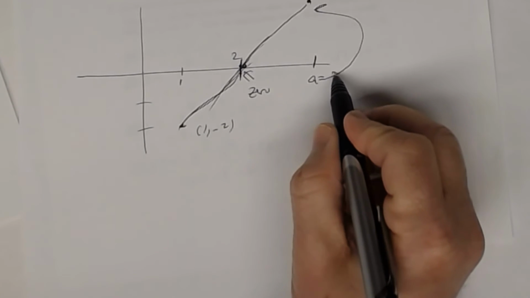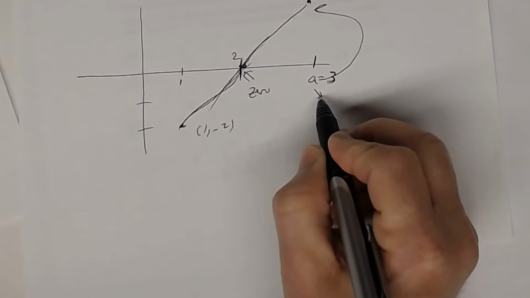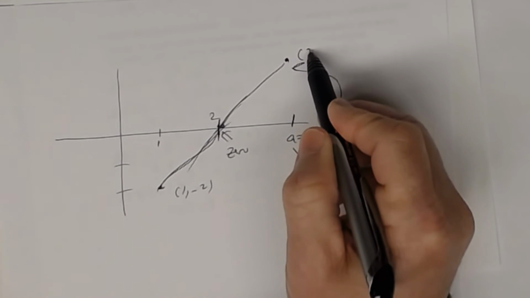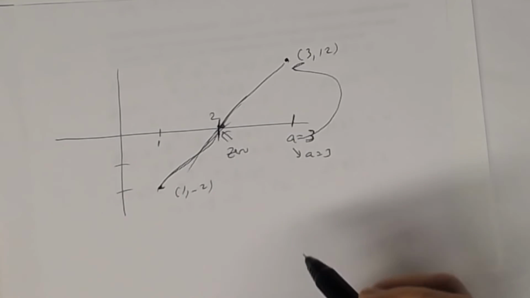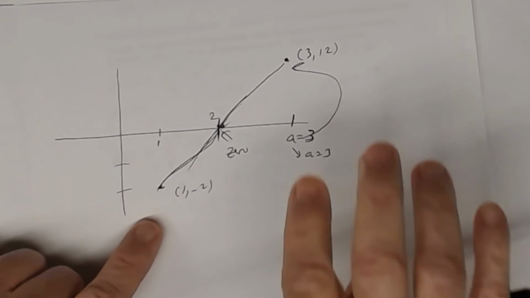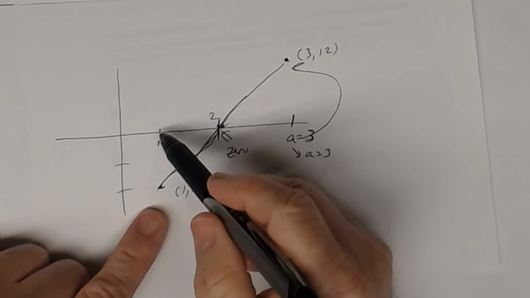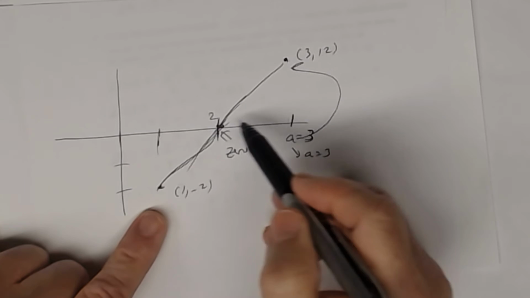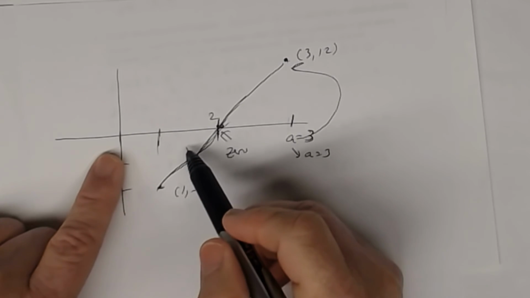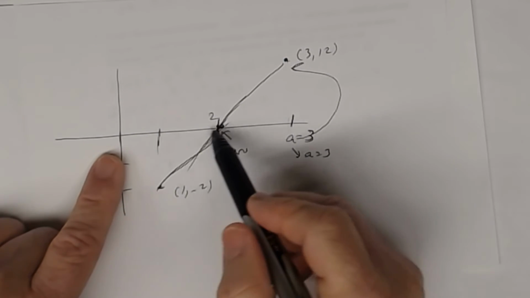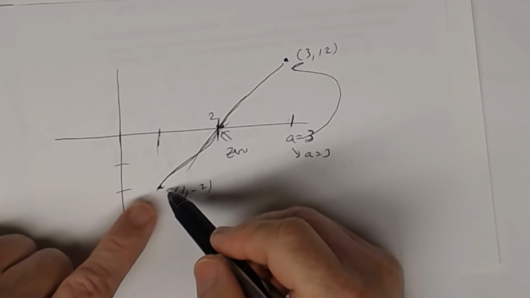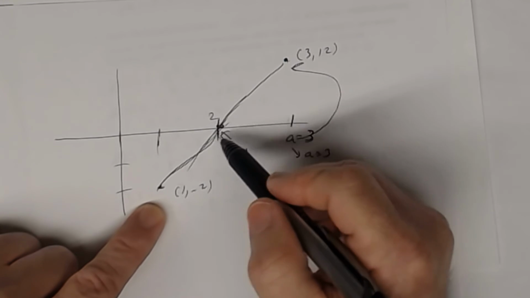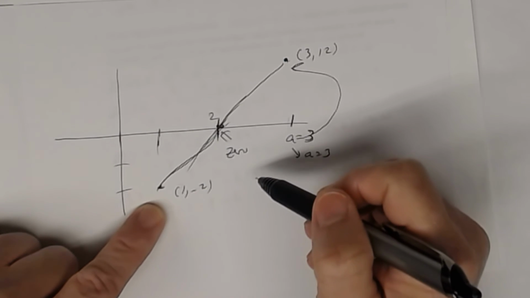So when a is 3, my y value would be 12 here. So that would make this point above the x-axis. And then the intermediate value theorem says that in the interval from 1 to 3, or actually from 0 to 3, the intermediate value theorem guarantees that there's going to be a 0 in that interval.